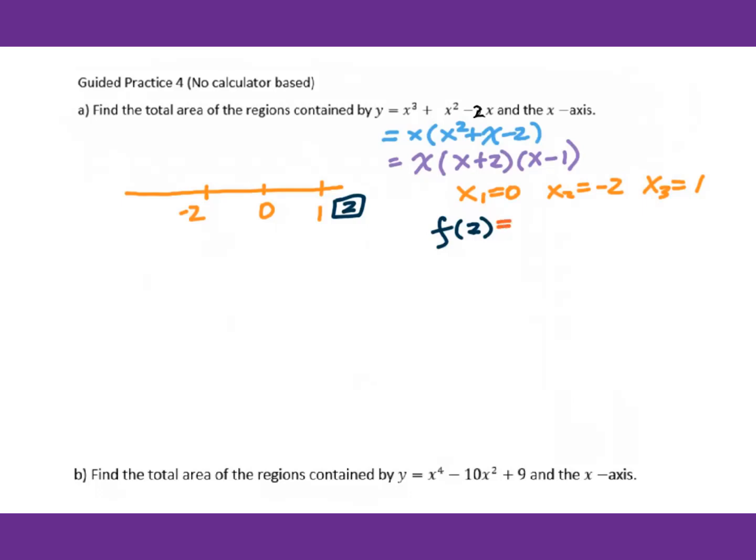We plug 2 into this function, you will get 2 times 2 plus 2, then 2 minus 1. Positive, positive, positive. That means f of 2 is greater than 0. So we put the positive sign for this interval.